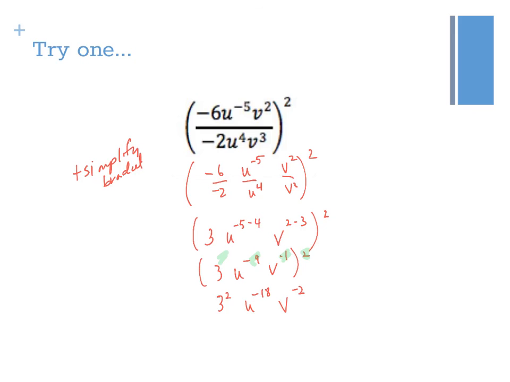Now oftentimes questions say show positive exponents. So I'm going to rewrite this. Well, first of all, 3 squared is 9. And u to the negative 18 is 1 over u to the 18. And v to the negative 2 is 1 over v squared. And if you really want to make it a little bit prettier, the 9 is on top because 9 times 1 times 1 is 9. And on the bottom I have u to the 18, v squared.